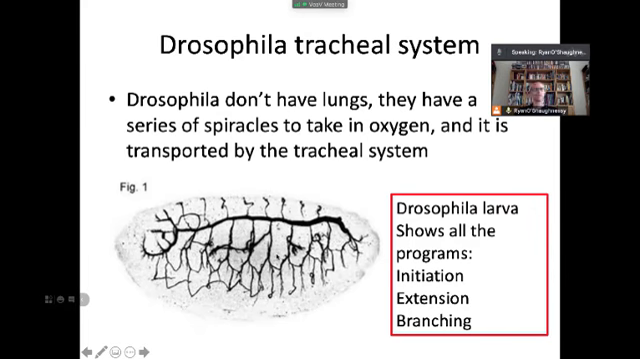So these Drosophila larvae show all the programs we were discussing previously. We have instances of initiation, here extension, branching, and then increased branching from those extensions. So we're showing not only those 3 programs, but we're also showing the iterative nature of the development of the Drosophila tracheal system.